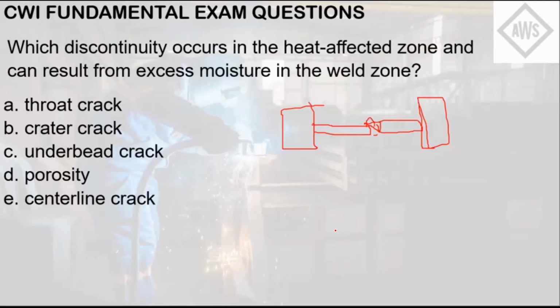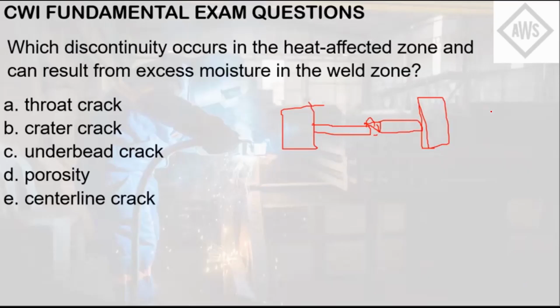So for example, you don't have proper arc length control of the weldment. So you basically broke the arc too quickly, thus cooling the weldment too much, thus rendering it brittle. So that will solidify the weldment and produce a crack. Porosity is caused by moisture in the weldment. Center line crack is basically similar to letter A.